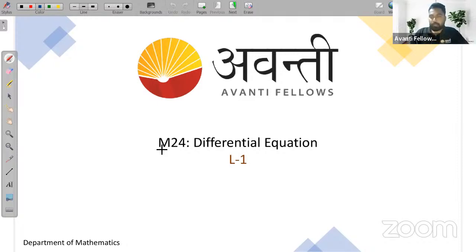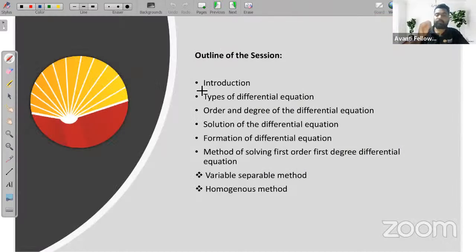Today we are going to start our new chapter, that is differential equation. In this session, we are going to cover types of differential equations, order and degree of differential equation, solution of the differential equation, formation of differential equation, method of solving first order differential equations, and variable separable methods, homogeneous methods. All these concepts we are going to cover in this session.